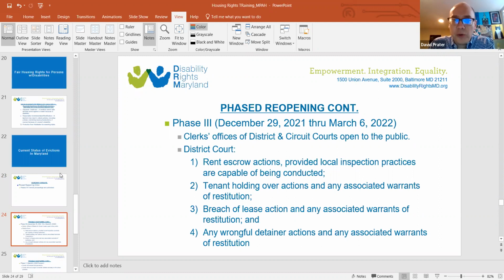This includes tenant holding over, breach of lease cases, wrongful detainer actions, and rent escrow cases in the event that local inspections are able to conduct the inspections necessary. And if you've ever been to a failure to pay rent docket, you'll understand why that is a COVID mitigation strategy. They are very crowded dockets. Sometimes hundreds of cases will be heard. That was certainly before COVID. I think they've reduced that docket quite a bit.